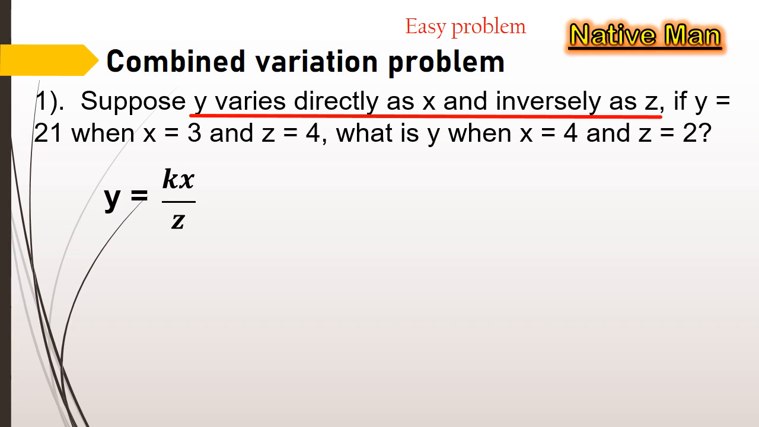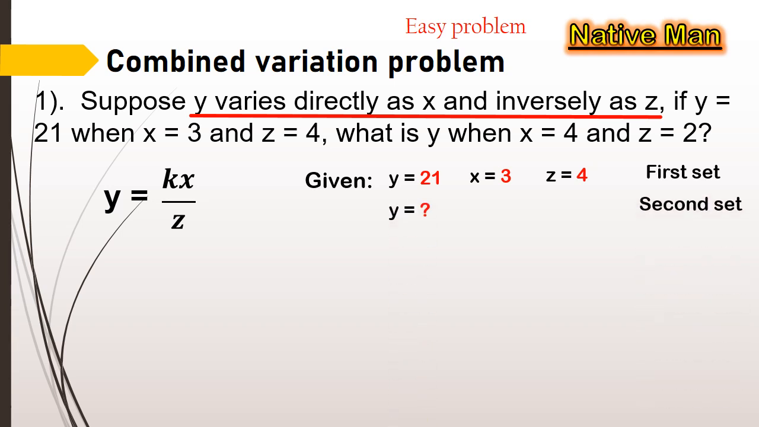Ano po? Okay, identify na po natin yung given. So, yung first set is y is equal to 21 when x is equal to 3 and z is equal to 4. First set. Second set natin ay what is y? So, y is unknown when x is equal to 4 and z is equal to 2. Okay? Solve na po natin yung ating constant of variation using the first set.